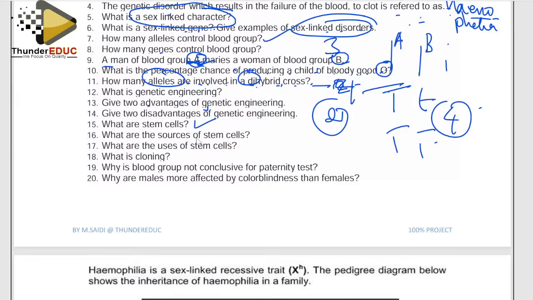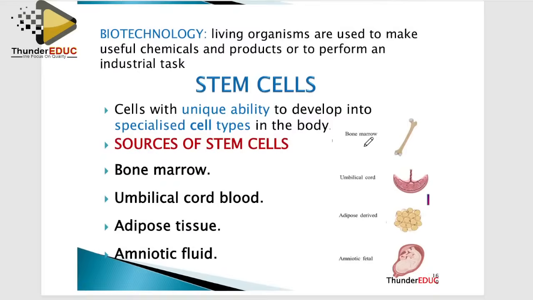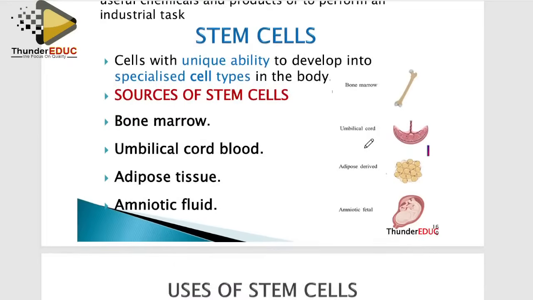What are the sources of stem cells? The bone marrow, the cord blood. We're talking about the umbilical cord tissue, adipose tissue, and then amniotic fluid. These are the examples of sources of stem cells.